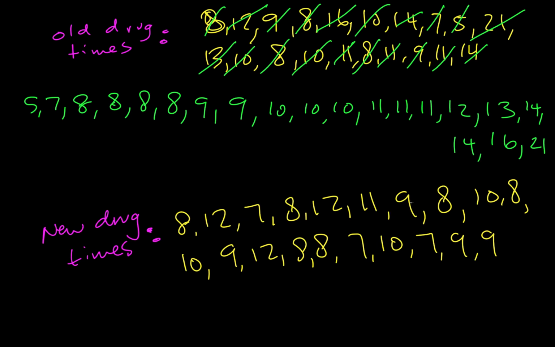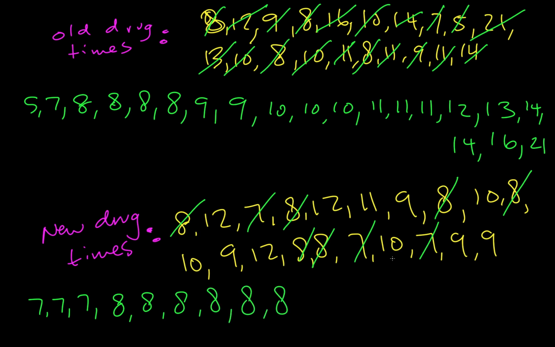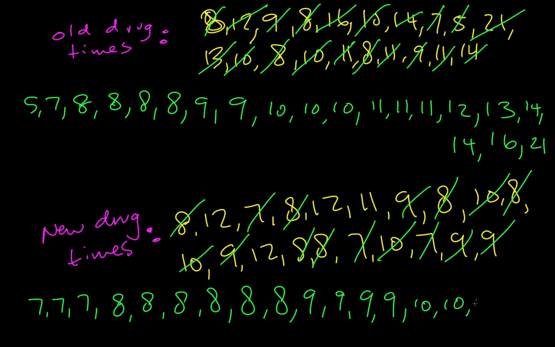And so I believe the lowest number here is 7. So we have 1, 2, 3 7s. We have 1, 2, 3, 4, 5, 6 8s. And then 1, 2, 3, 4 9s. And we have 1, 2, 3 10s. And then 12, 12, 12. Okay, so that took a little while.